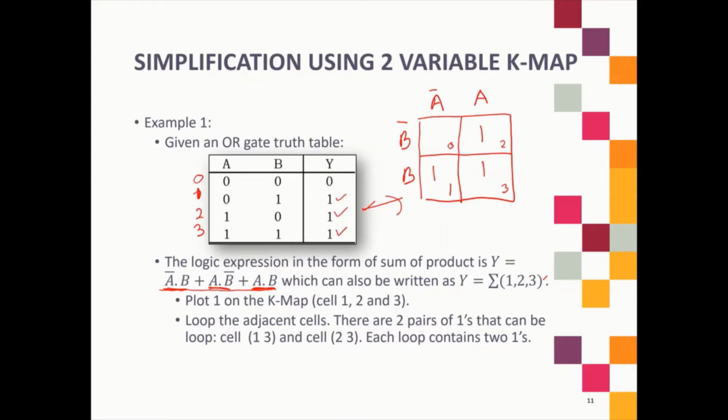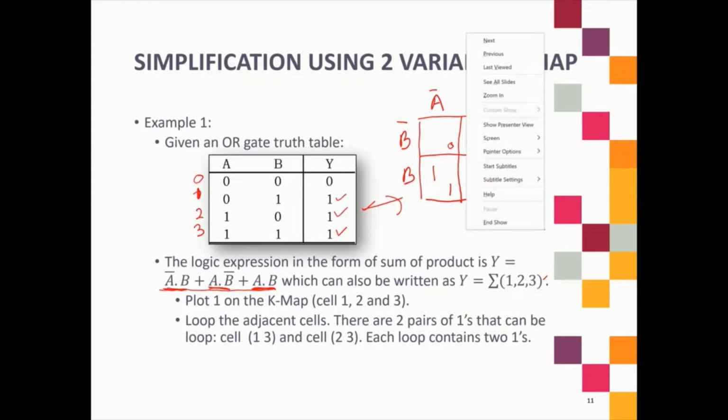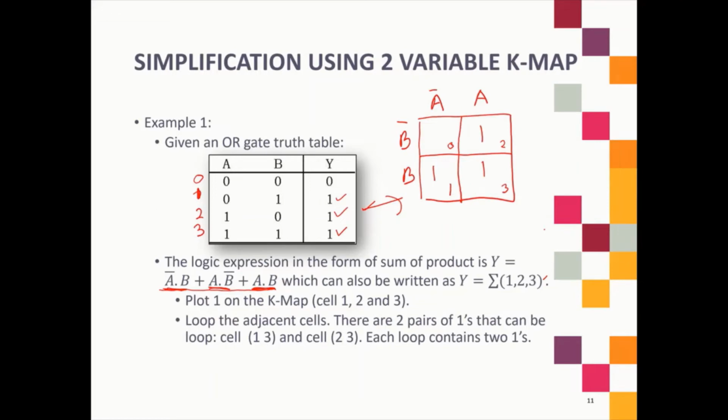And then the next step, you need to look at the adjacent cells. I think I want to change the color of my pen. So you need to draw loops around the adjacent cells. For this example, there are two pairs of 1s that can be looped together, which are cell number 1 and number 3, and number 2 and number 3. So you need to find the adjacent cells. These two cells are adjacent, so you can draw a loop here.